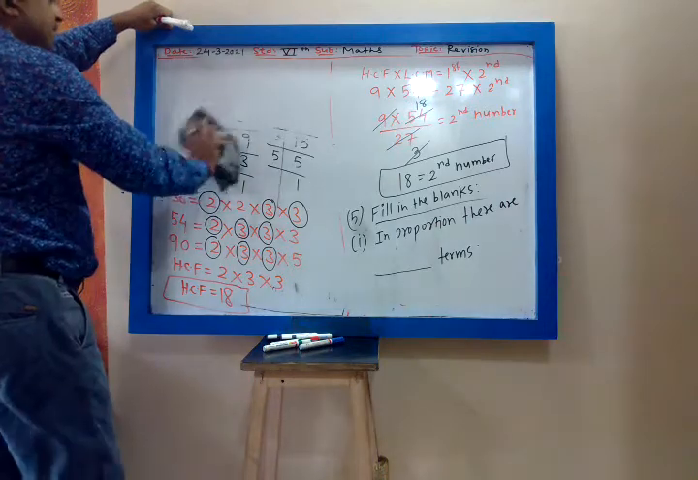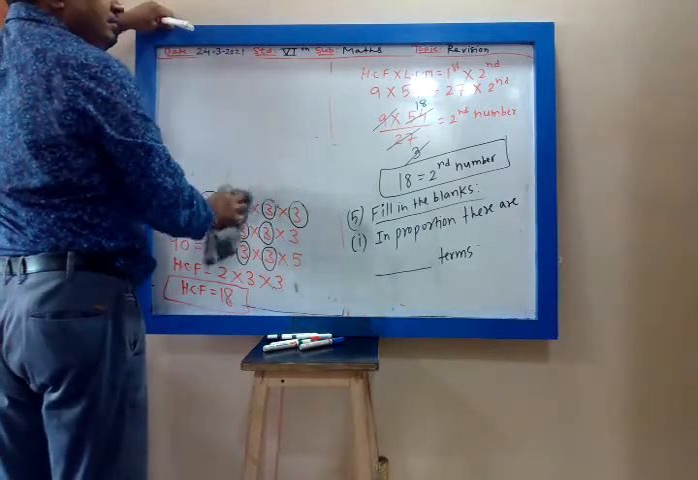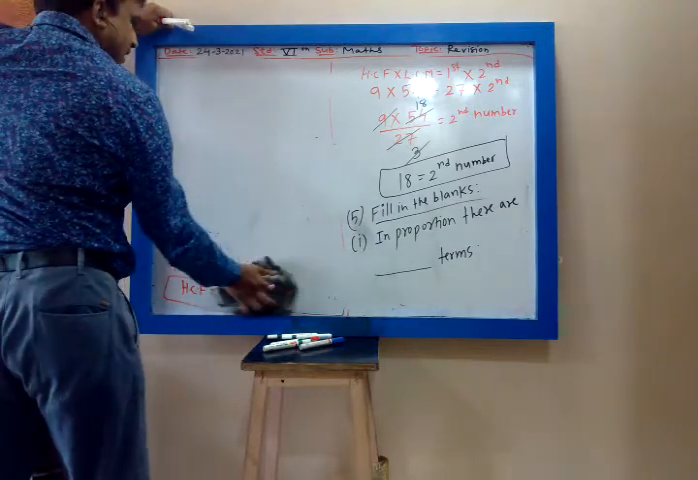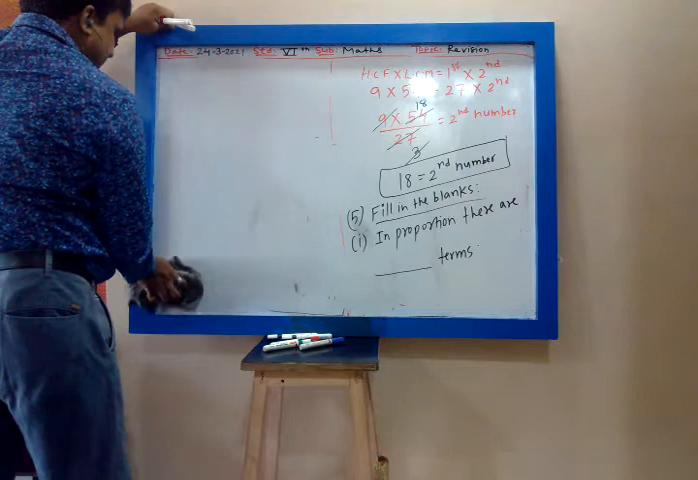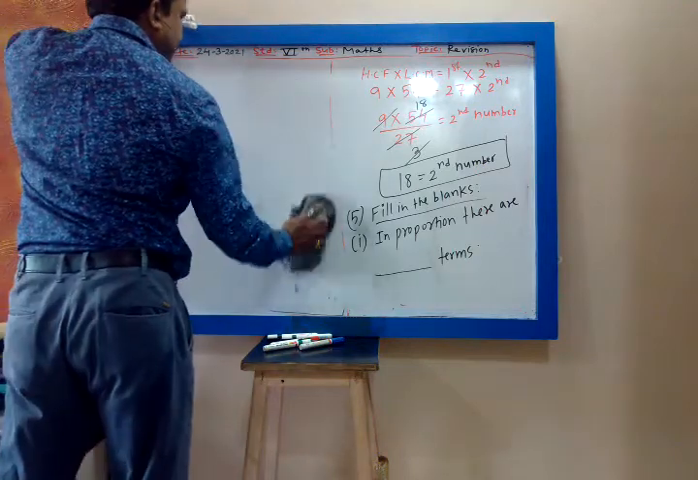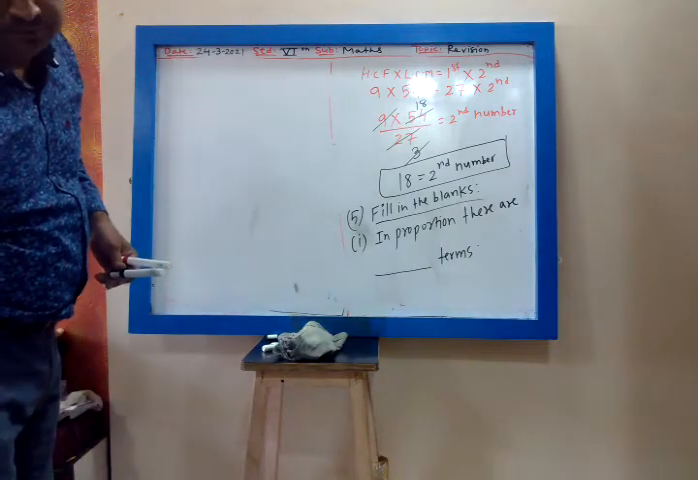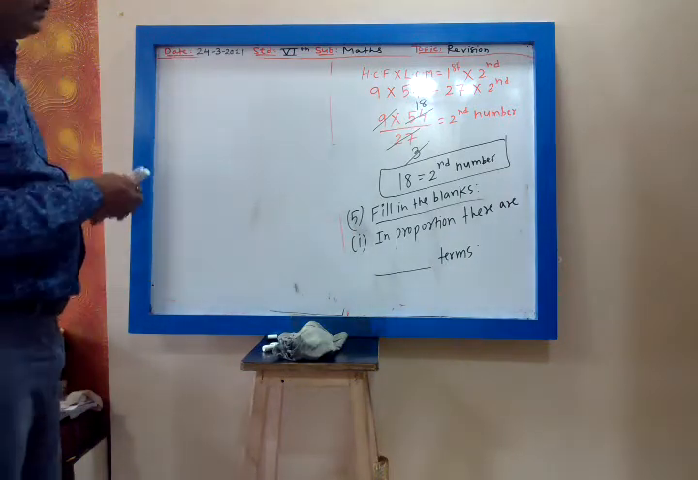In proportion there are dash terms. The product of the extremes is equal to first number into second number.